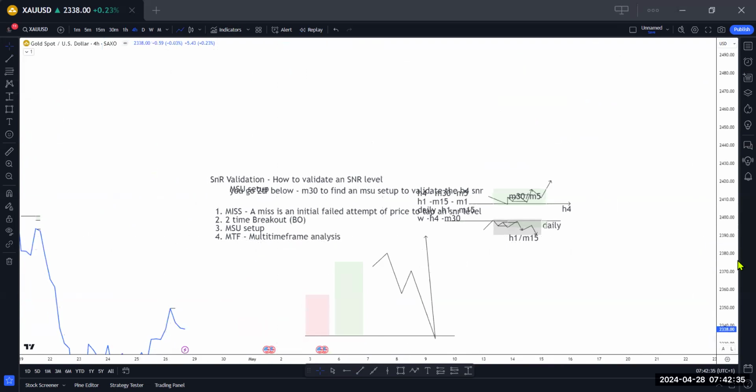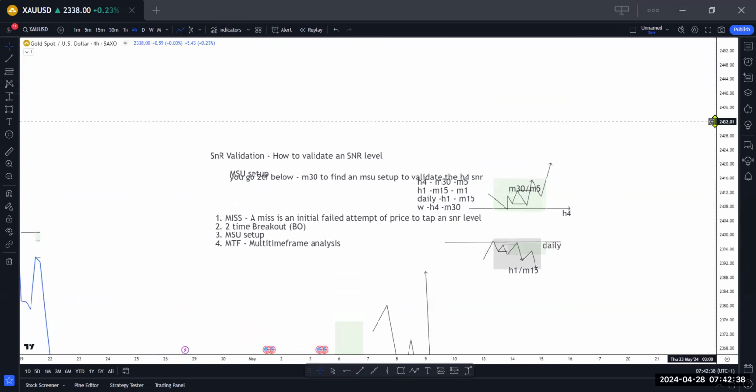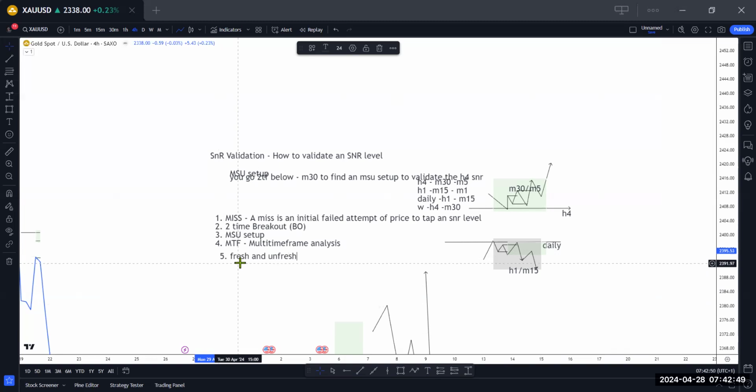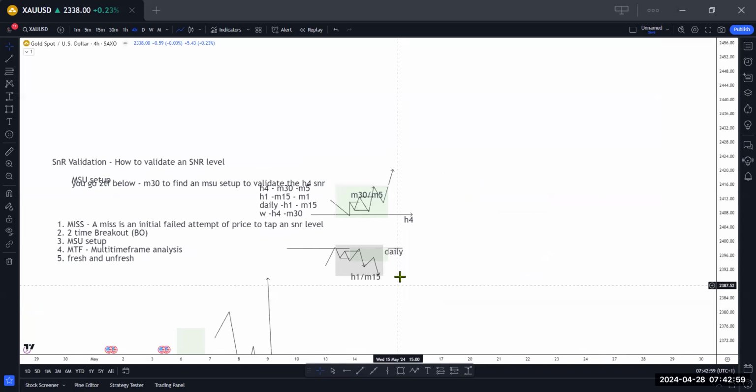So multi-time frame analysis. I'm going to talk about multi-time frame analysis very much later. So the last way, which I didn't put here, which is the fifth way to validate your SNR level, is fresh and unfresh. Fresh and unfresh means that there is an amount of time that you expect price to use an SNR level. If price has used that SNR level more than that amount of time, price is likely not going to respect that level. So for example, the daily SNR can be used at least 4 times.